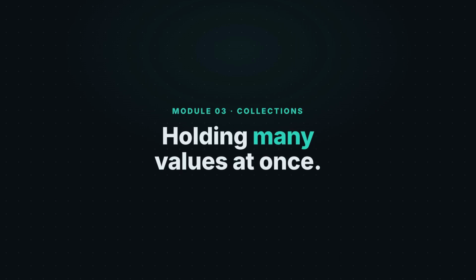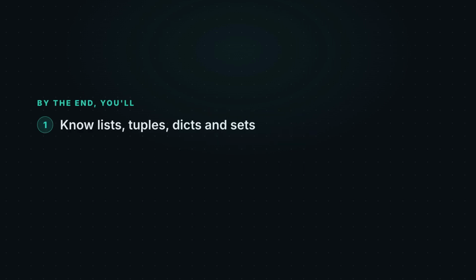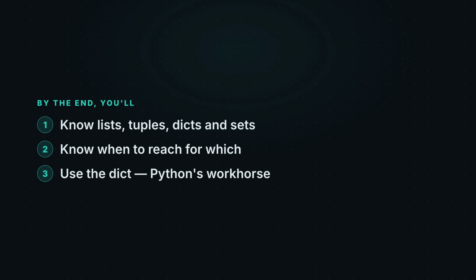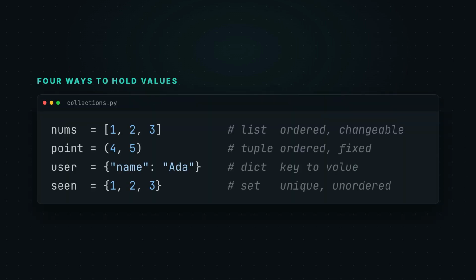Module 3. One value is nice, but a shopping cart, a list of users, you need something that holds many. Python has 4 of these, and each one is good at something different. By the end, you'll know all 4: lists, tuples, dictionaries, and sets. You'll know when to reach for each, and you'll be comfortable with the dictionary, which is honestly the one you'll use the most. Here they are.